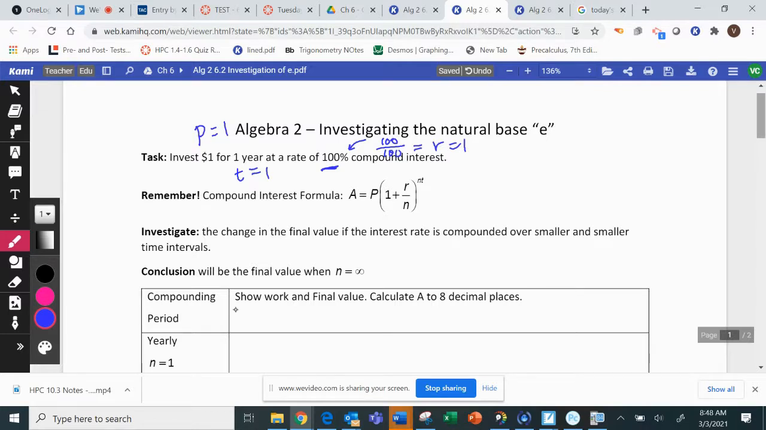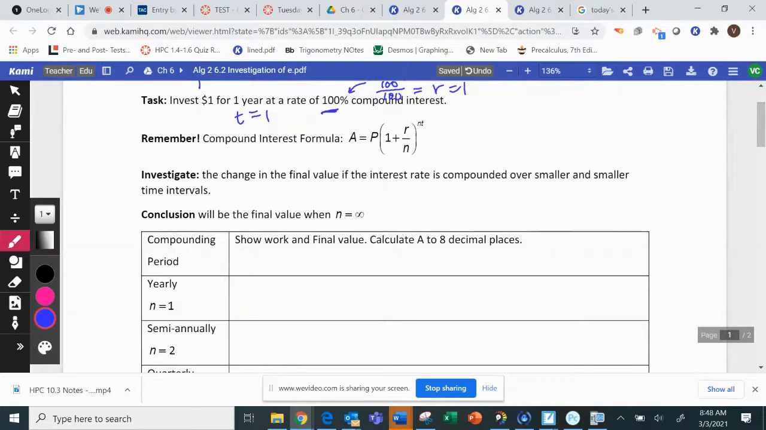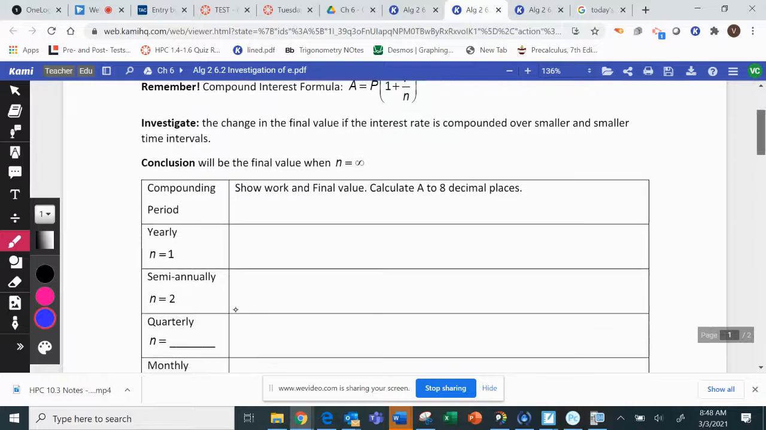We're going to conclude what will be the value eventually. Okay, let me start that again. We're going to up the number of times this is compounded per year until we get to infinity, which we can't do. So we're just going to guess. We're going to see what it gets closer and closer and closer to. We're going to see what it approaches. Okay? And you will need your calculator.